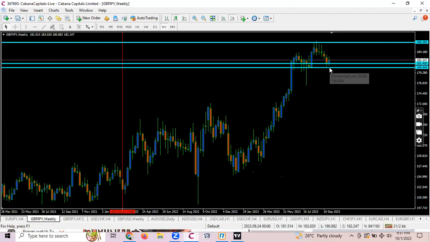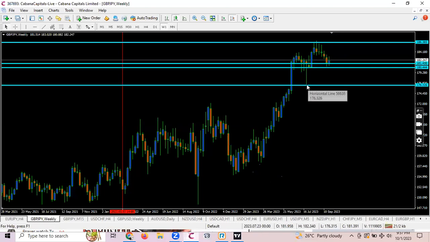If you are selling below this support, your first target will be this level, because there are a lot of stop losses at this level. Price must drop to this level. If this support is broken, this will be the next target. You can't jump in and start selling now, because of this bullish candlestick we had last week.